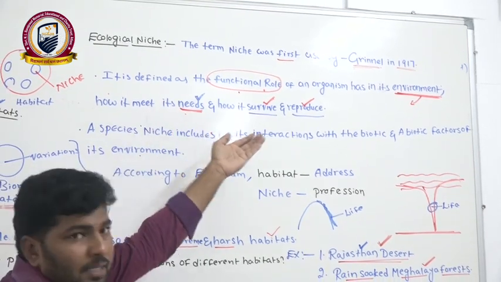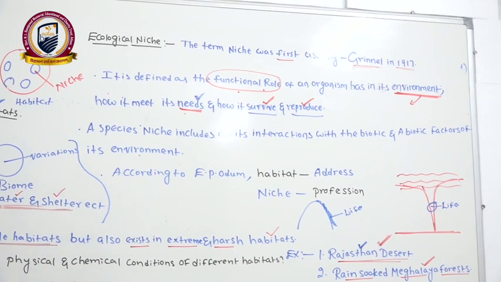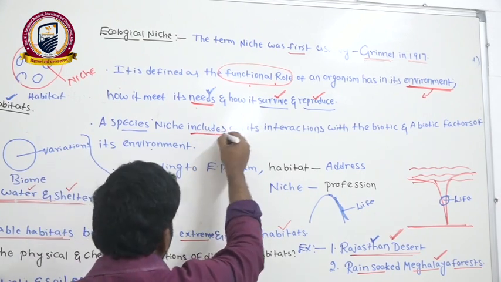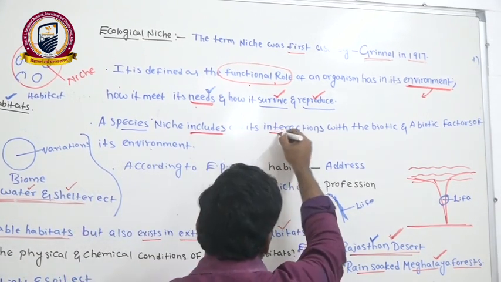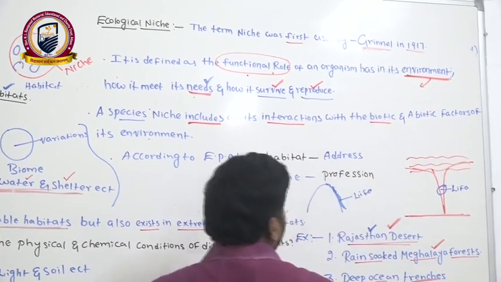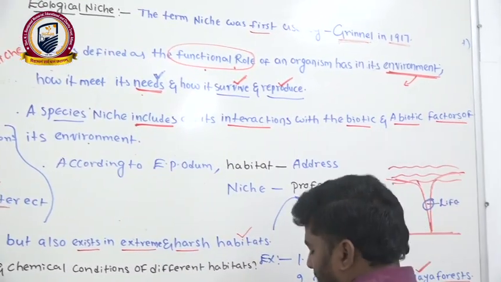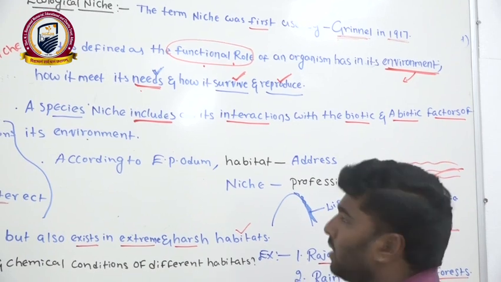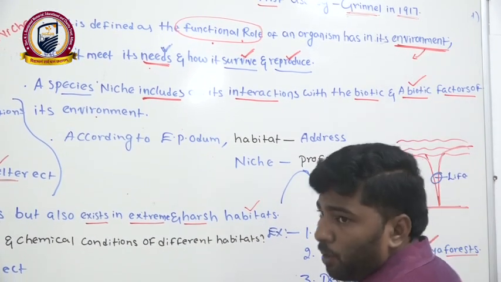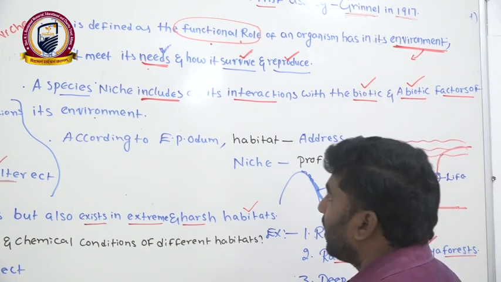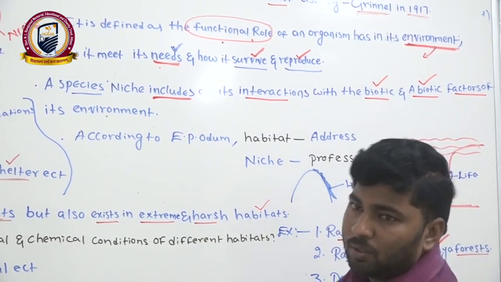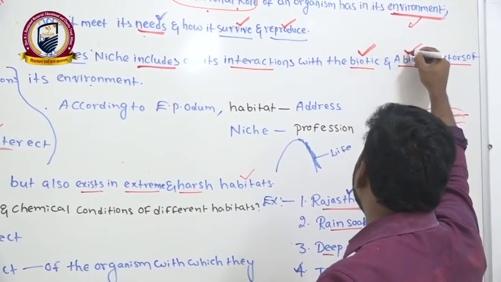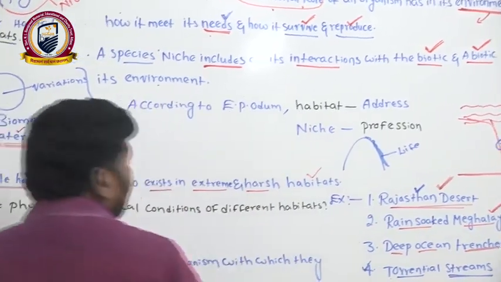Okay, niche is nothing but the functional role of an organism in its environment, and how it meets its needs, its survival and its reproduction. Now we can see a species niche includes all of its interactions with its biotic as well as abiotic factors. One species present in an environment may interact with the abiotic components as well as the biotic components to meet their needs.